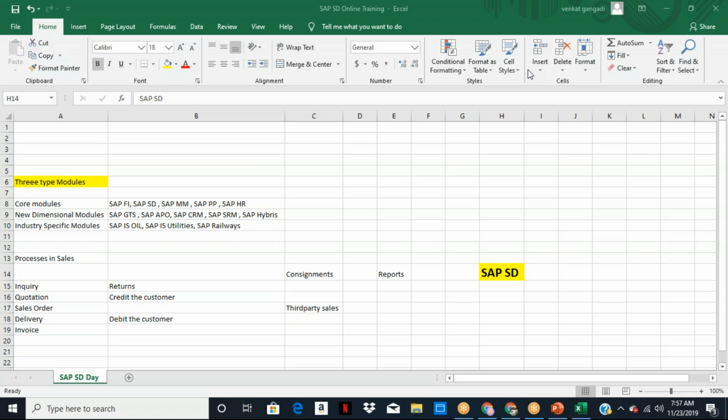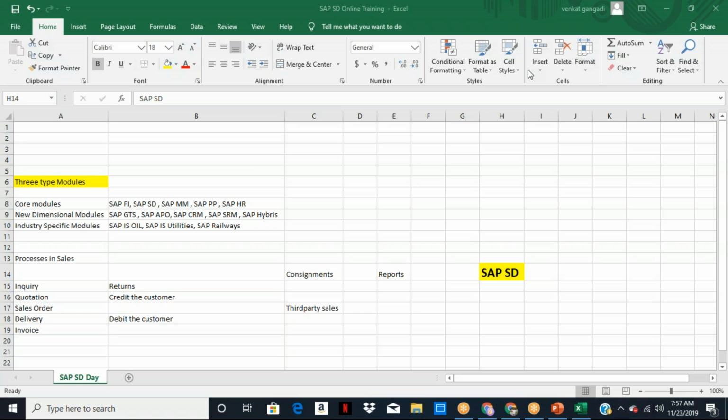In the transportation area we have two different things. One, within the SAP ERP system, we have the transportation module, and outside the SAP system, we have the transportation management module, that is the TM module, which is a new dimensional module as well. In the very beginning it was part of SD, but we will touch at a high level on what the transportation process is. And then we have something called master data.